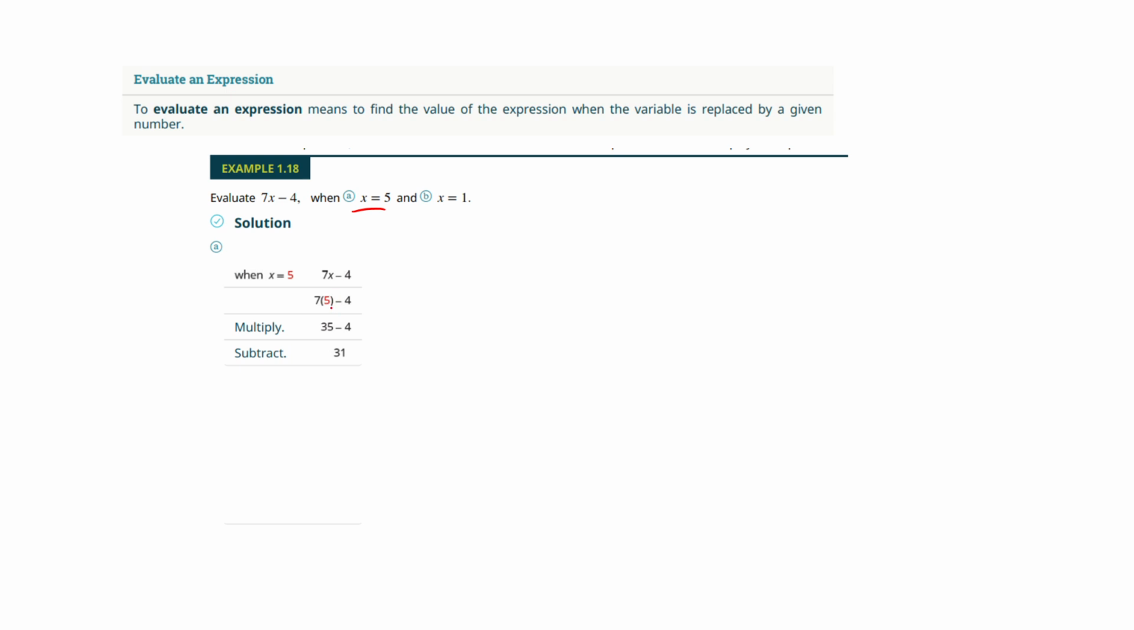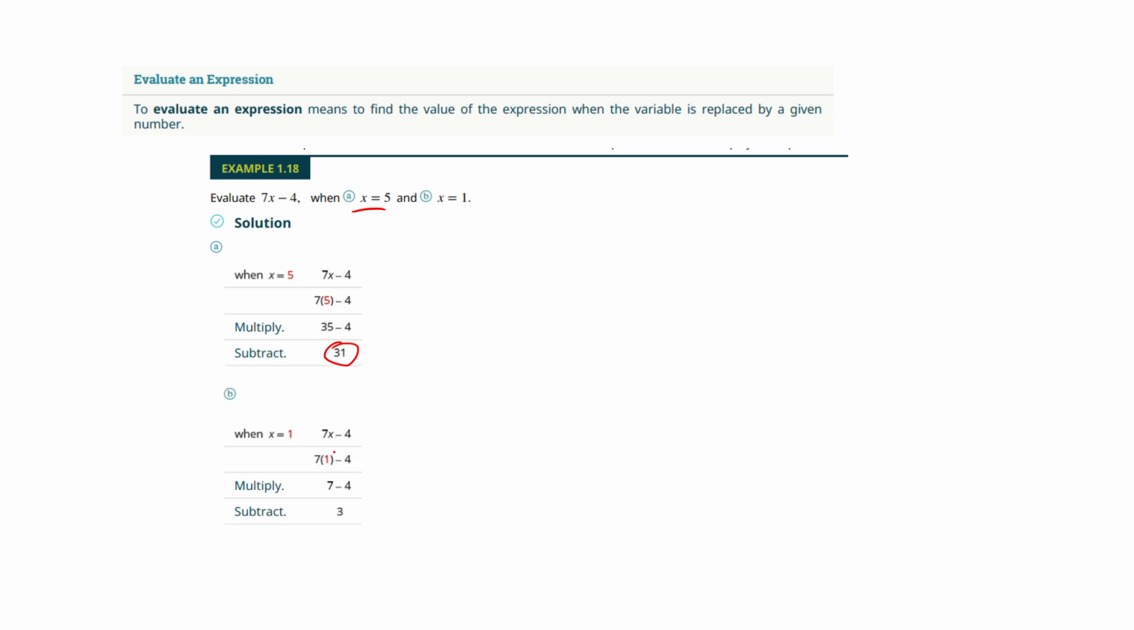I'm going to sub in the 5. That tells me I took out the x and I'm subbing in the 5. So if I multiply those, I get 35 minus 4, get 31. So remember, multiplication would be first.